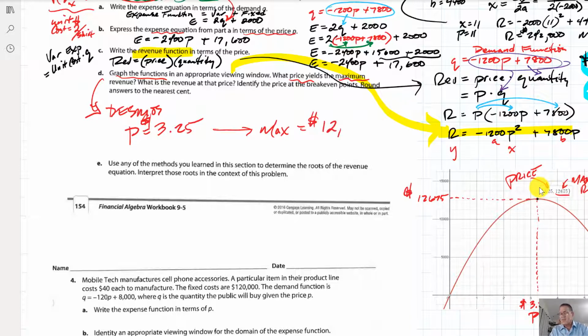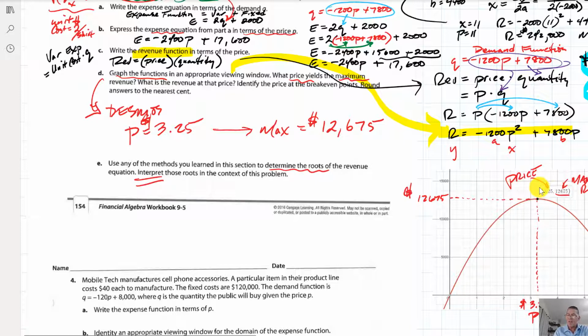And the only thing we need to do is talk about the roots. Use any of these methods learned in the section to determine the roots of the revenue function. Interpret these roots in the context of the problem. Oh my gosh, interpret. I keep talking about that. So we need to determine the roots, and then we need to interpret.